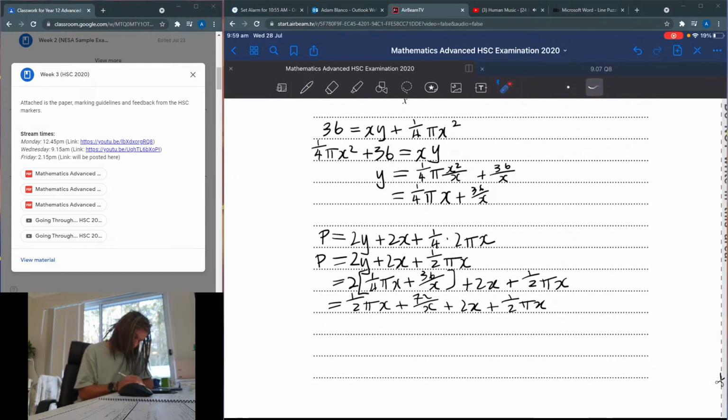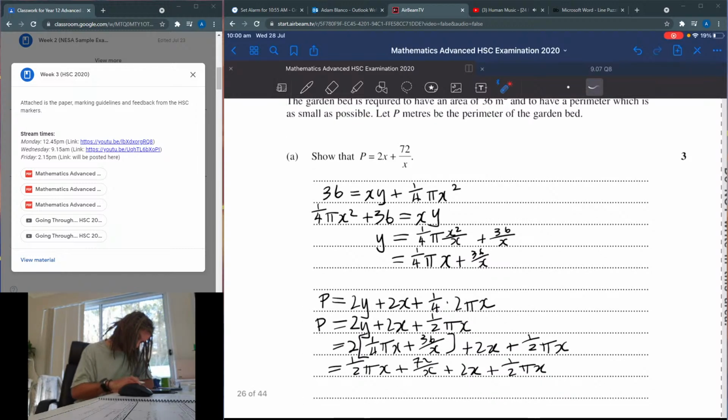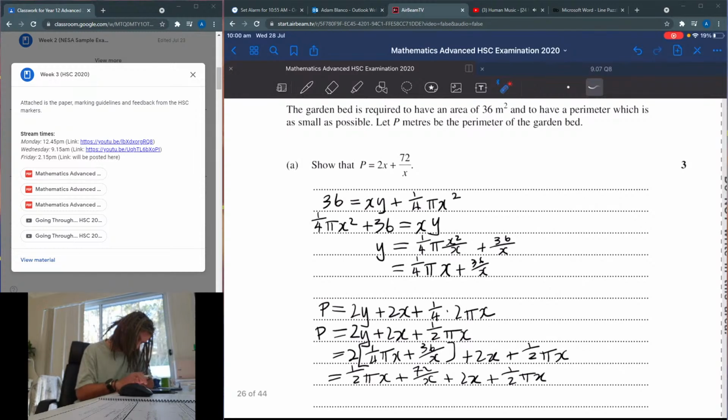Okay. Oh, I've almost got it. I have it all. What happens to this? Uh-oh, perimeter. What happens to the pi x? Why is it a minus? Oh my god, I'm an idiot.